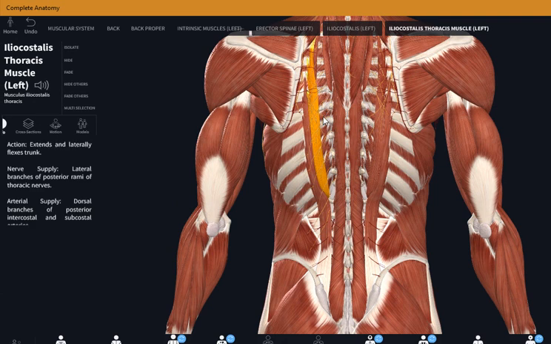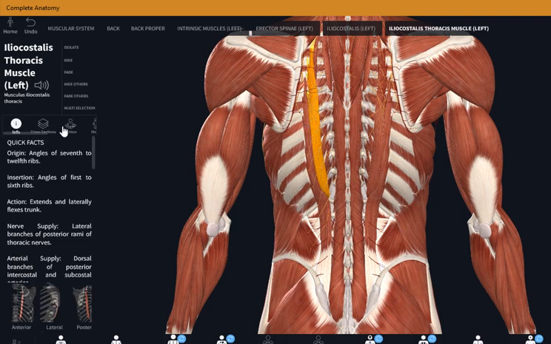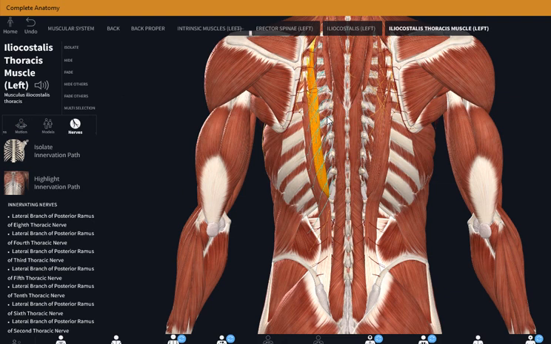The nervous supply of this muscle, you see that it is lateral, so you can think of anterior, but it's still major and much more dorsal. So you see that it's always the posterior rami because it is very deep. So that's why it is the posterior rami of the different nerves in which they are located.